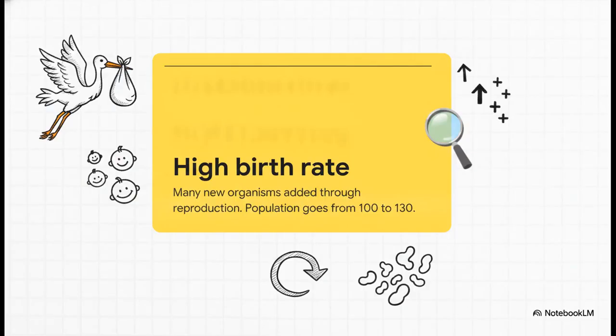First up, we've got a high birth rate. Put simply, babies are being born left and right. New organisms are constantly entering the community through reproduction. You can picture a population counter just steadily ticking upwards, right? Like jumping from 100 straight to 130 in no time.